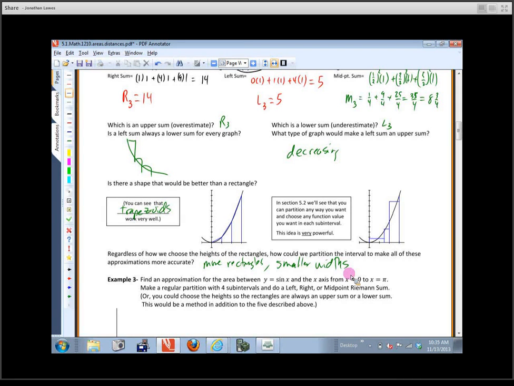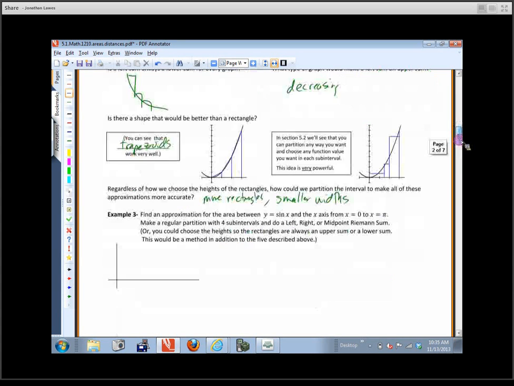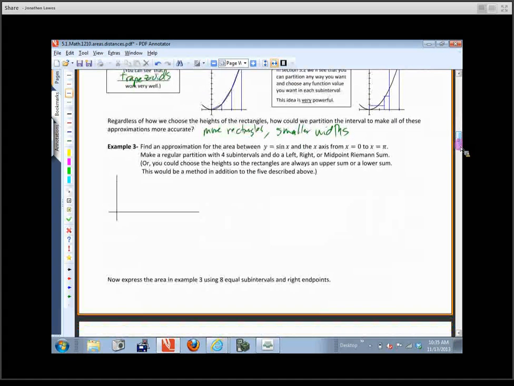But if I just did 6 slices rather than 3, I've doubled the number of rectangles that I need to compute and add together. It would be more accurate, but generally speaking, a bigger pain. So let's take a look at example number 3. And this is what you typically have on this assignment.